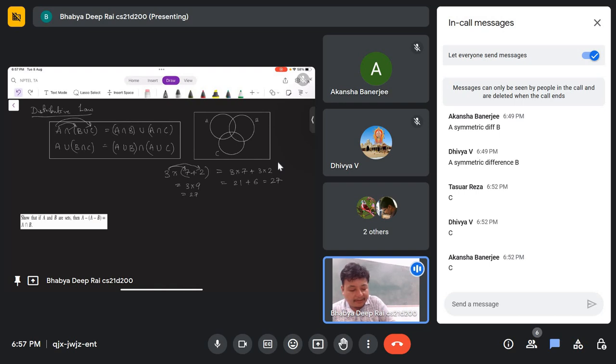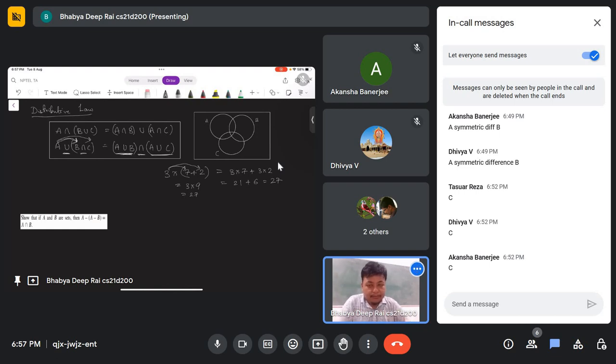The second law is simply for the case of A union B intersection C. A will get distributed equally. In other words, A will get distributed with B first. A will get union with B first. A union B intersection. Okay. Intersection. A will then get distributed to C. It will become A union C. This is what is called the distributive law.